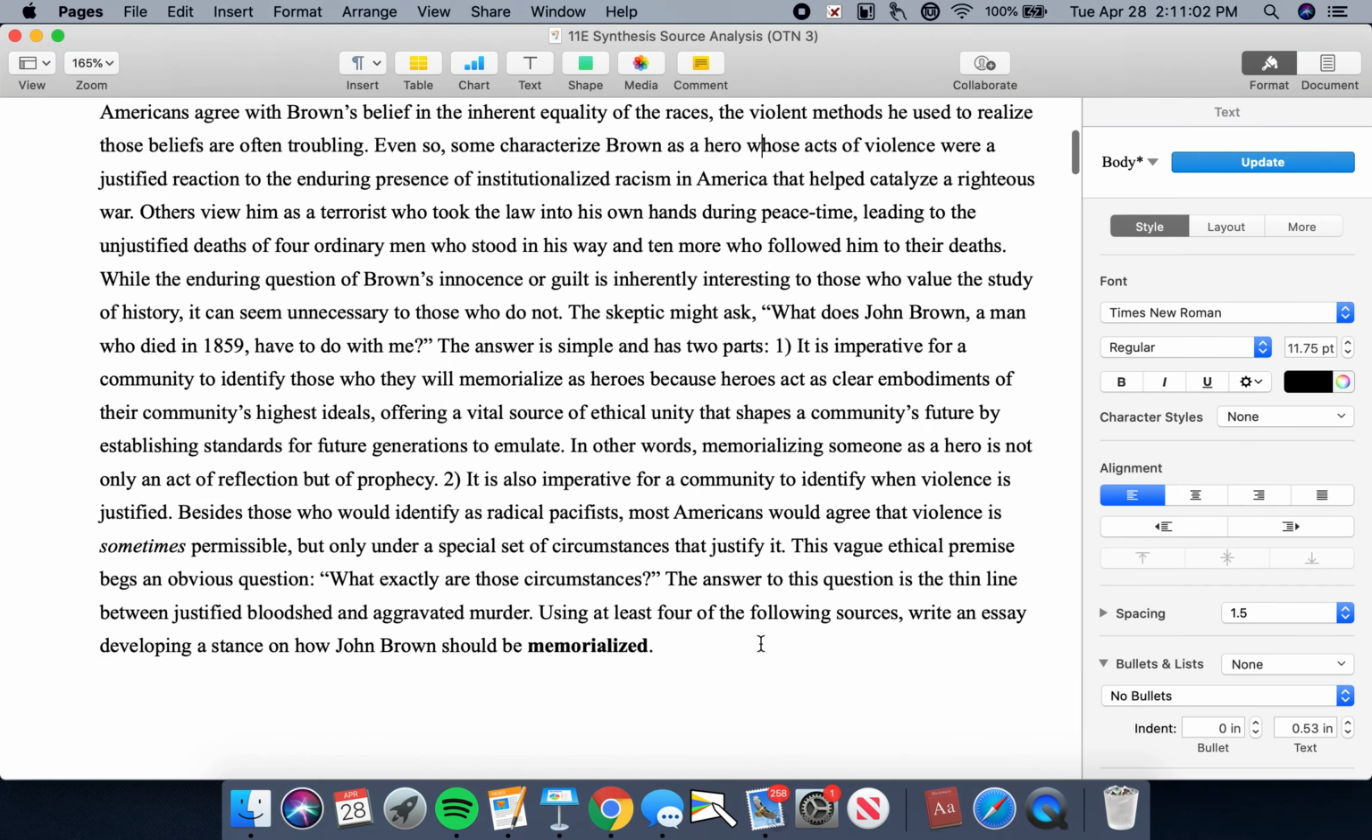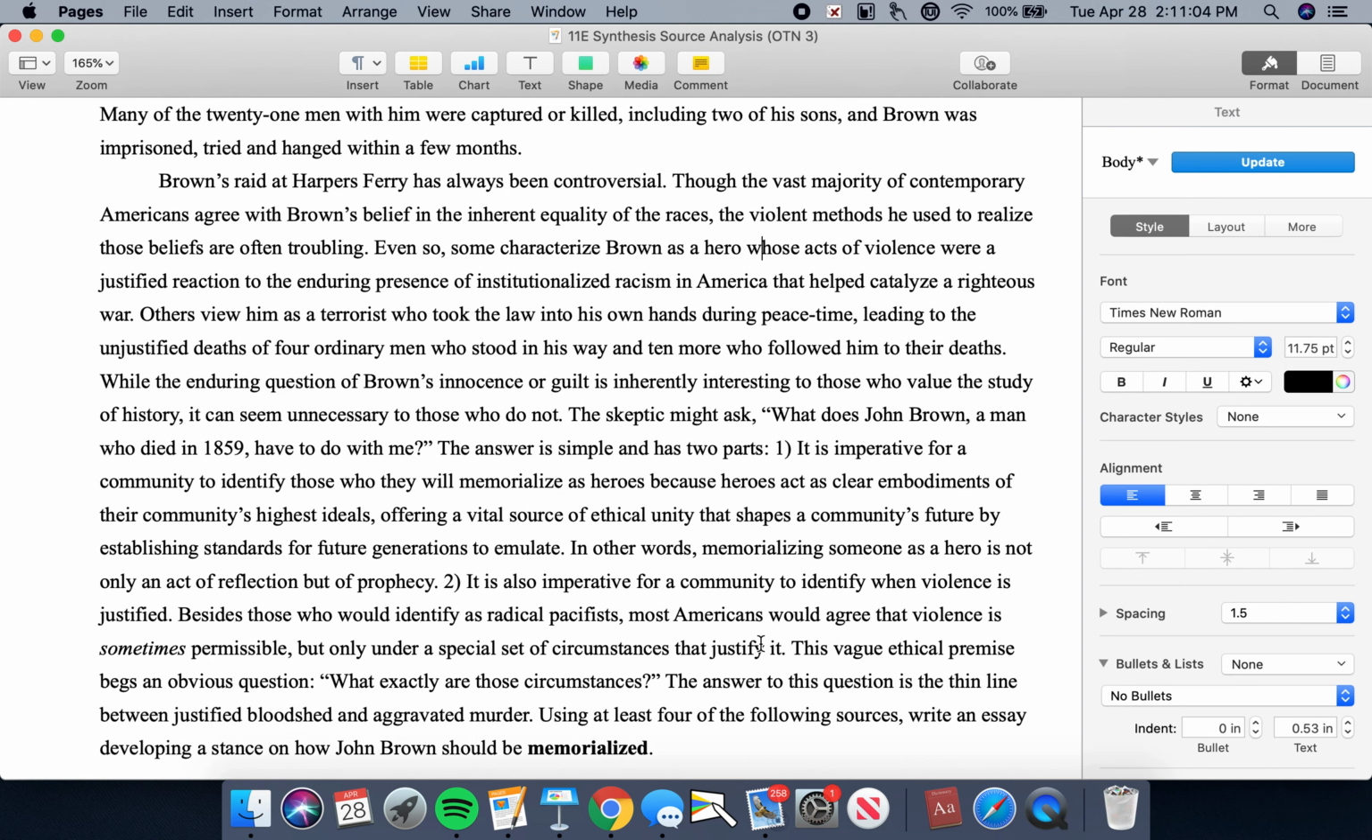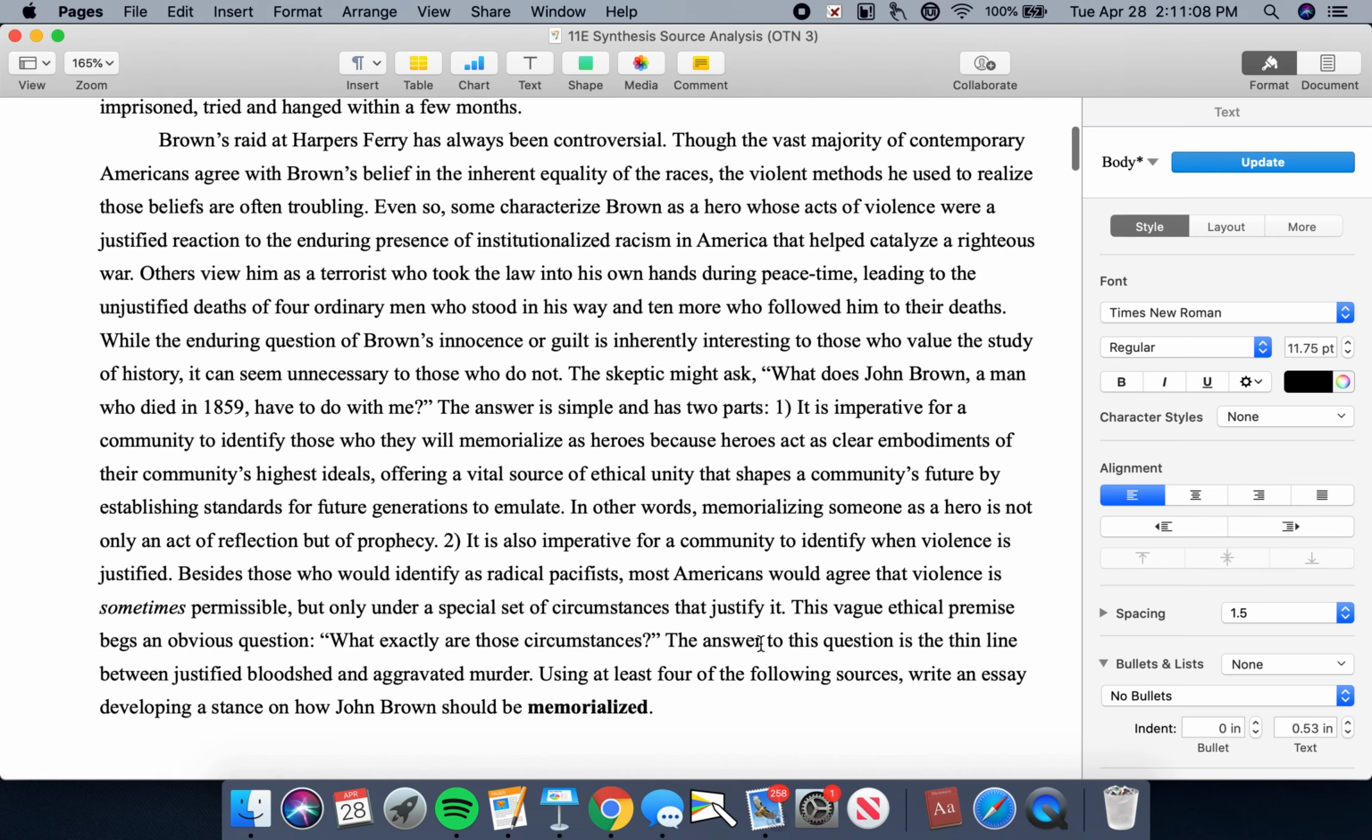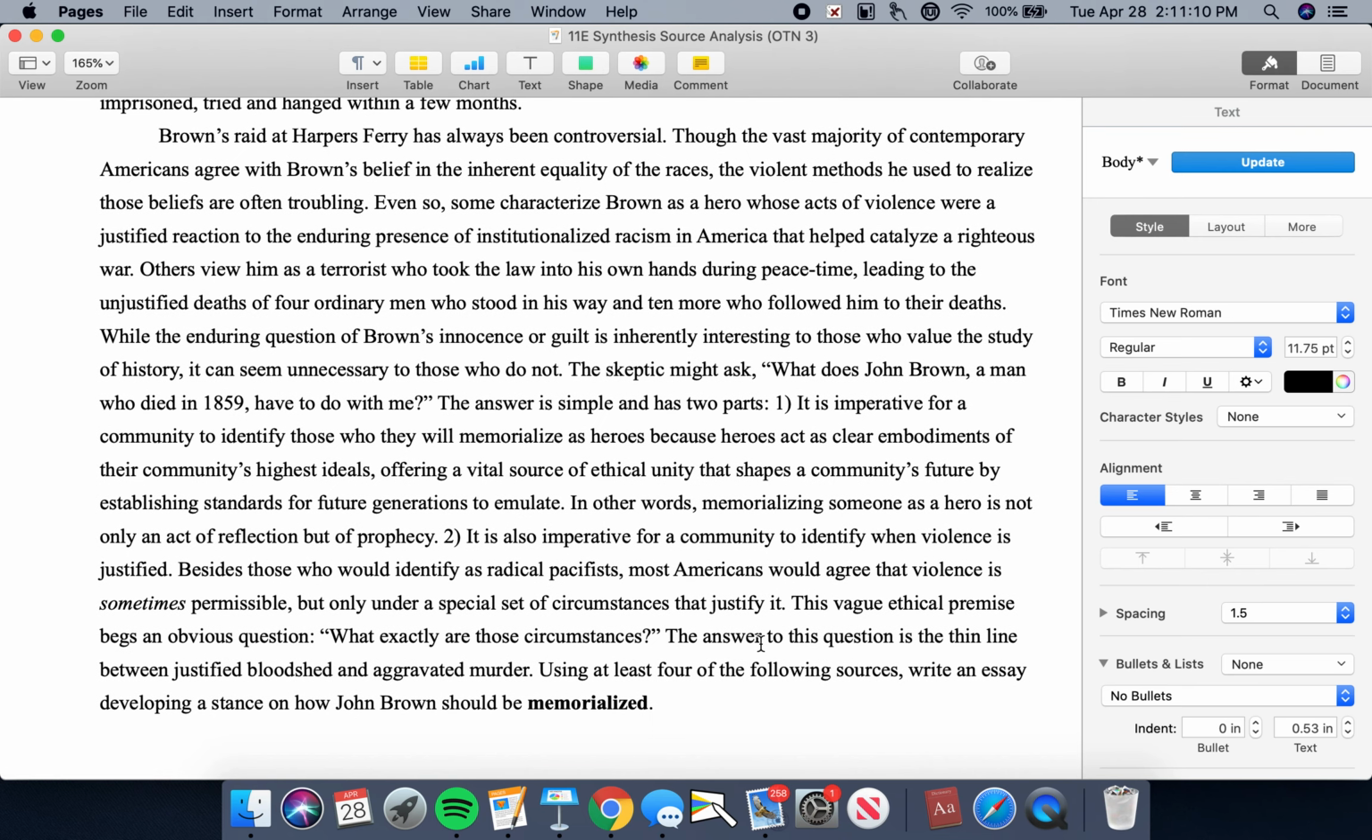All right, so essentially, as you are constructing your outline and responding to this prompt, it's important for you to return to the prompt and understand what on a basic level you're being asked to do. You can't offer a coherent central claim without understanding what is the most foundational question that you need to be answering in that claim, right? And that is ultimately how John Brown should be memorialized, how he should be remembered.